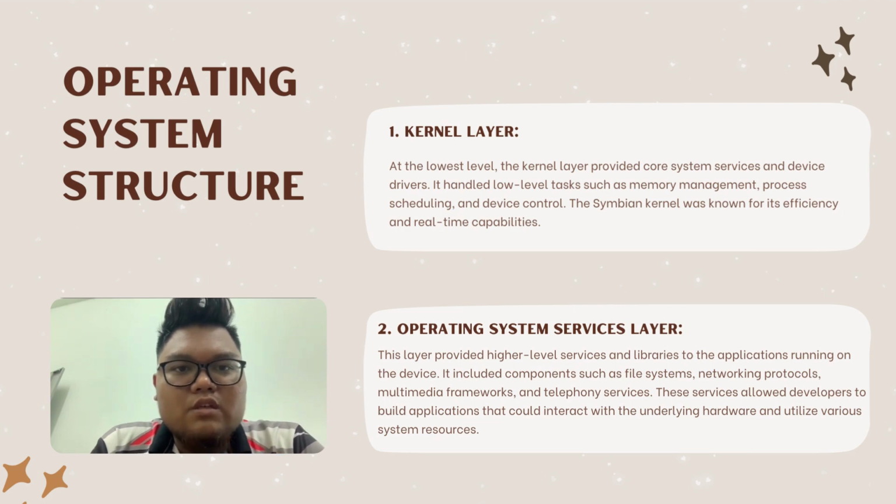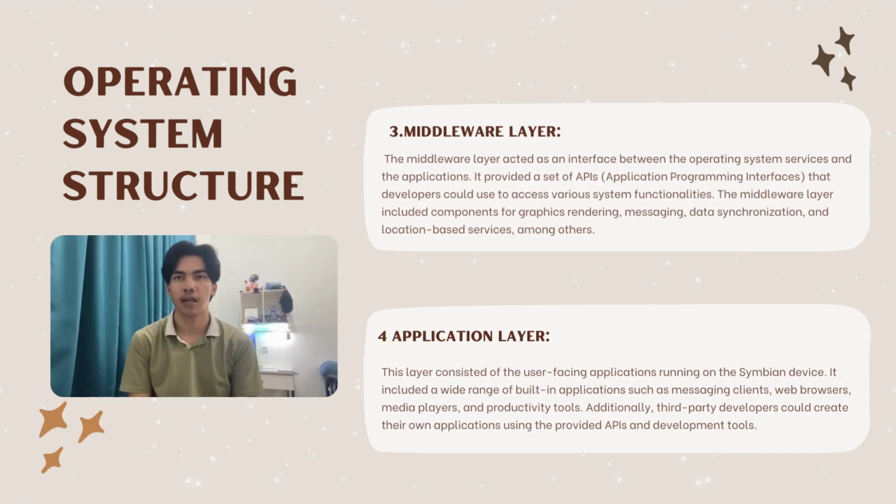So number 2 is operating system service layer. This layer provided higher level service and libraries to the application running on the device. It includes components such as file system, networking protocol, multimedia framework, and telephony service. This service allowed developer to build application that could interact with the underlying hardware and utilize various system resources.